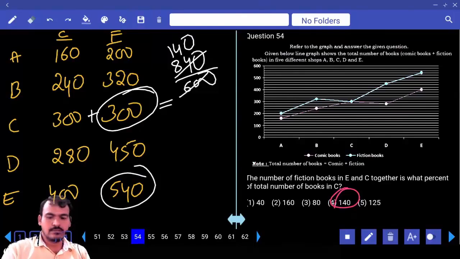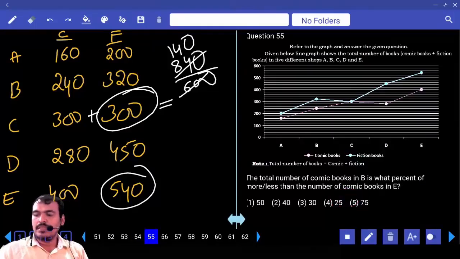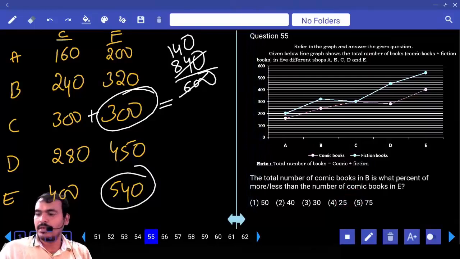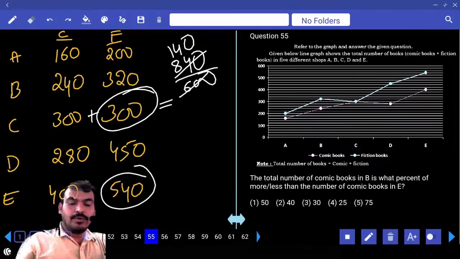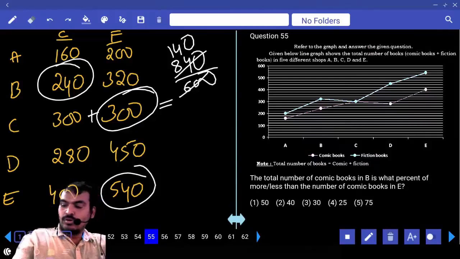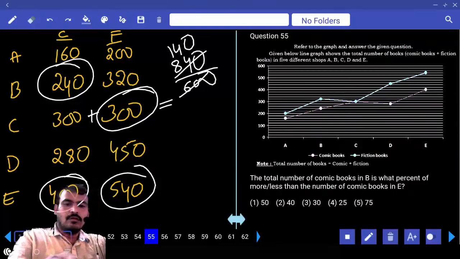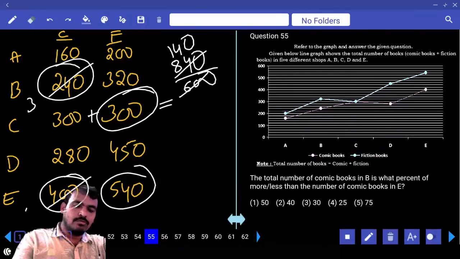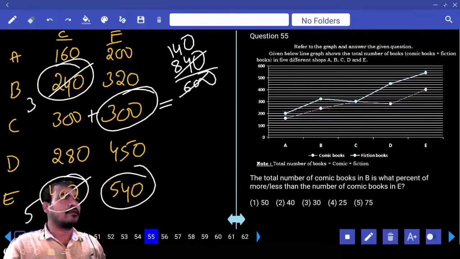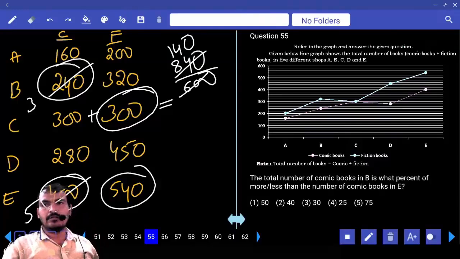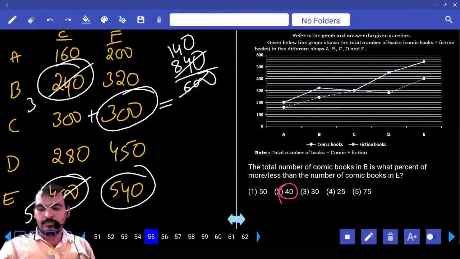Percentage, the 2 zeros cancel. Next, 55. The total number of comic books in B is what percent more or less than the number of comic books in E? B comic books, how much? 240. C comic books, 400. What is the ratio? 3:5. What is the ratio? 3:5. How many parts are lesser? 2 parts. 2 by 5 means 40%. Less or more? Less.